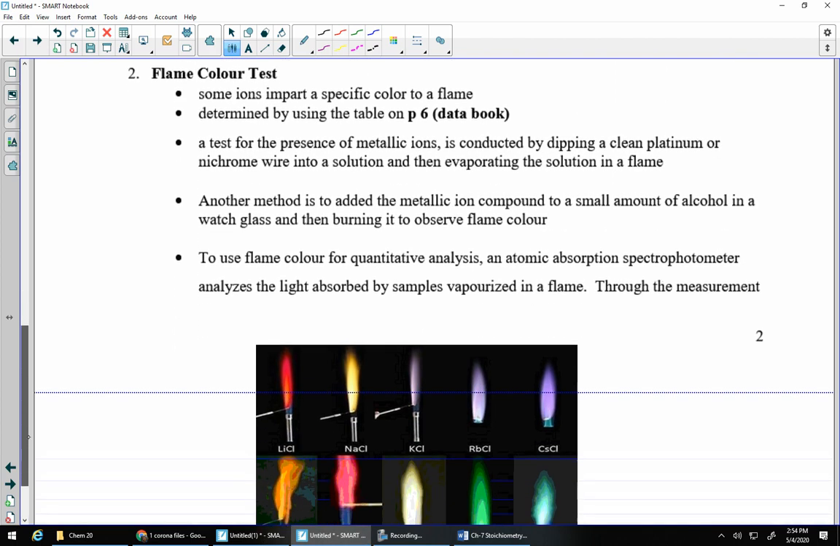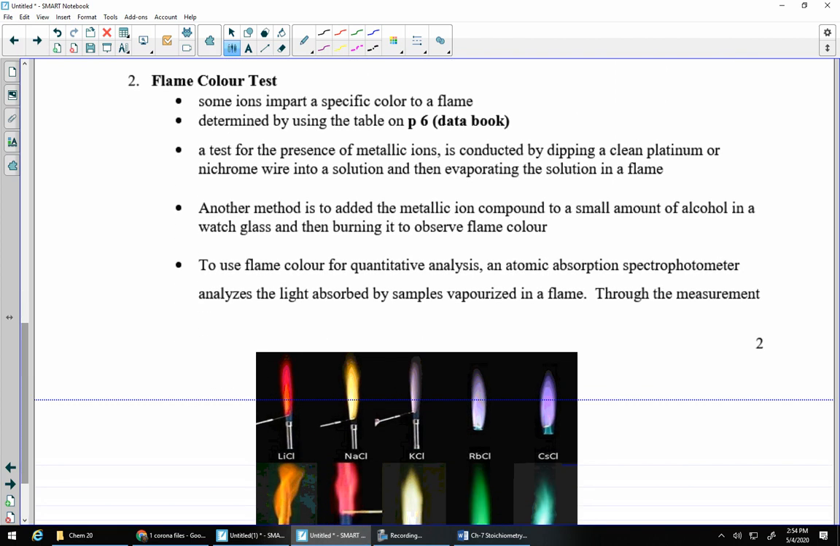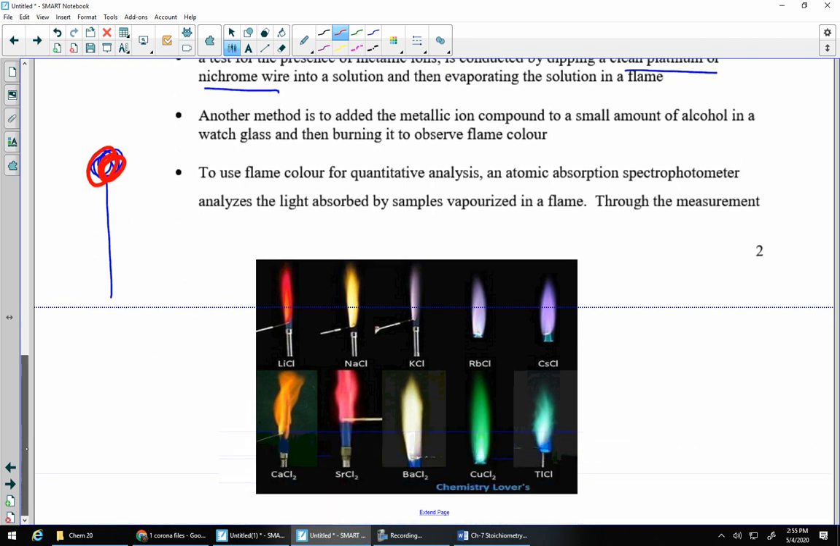The next one that we can talk about is the flame color. So this is now on page 6 of our data booklet. And again, this is for the presence of particular metallic ions. So essentially what we do is we dip a clean platinum or nichrome wire, so it's typically a little wire with a little loop on the end of it like this, and you collect some of your solution on the end. The solution is represented by red, even though most of the time it's clear and colorless. And then you essentially hold it in a flame, and you see what colors the flame burns. So you can see on here, like lithium, a nice red, sodium, a bright yellow.